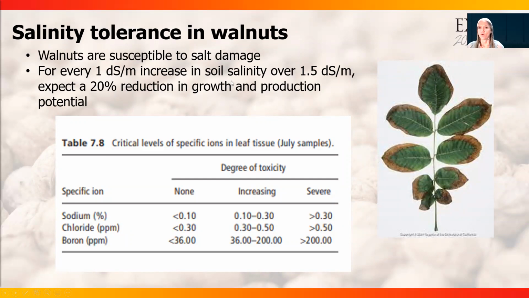Salinity tolerance in walnuts. Walnuts are susceptible to salt damage. A general rule of thumb is that for every 1 decisiemens per meter increase in soil salinity over 1.5 decisiemens per meter, you may expect a 20% reduction in growth and production potential. And so these are some of the thresholds that we see for the most critical of salts: sodium, chloride, and boron.